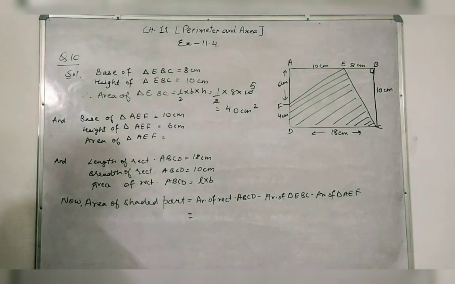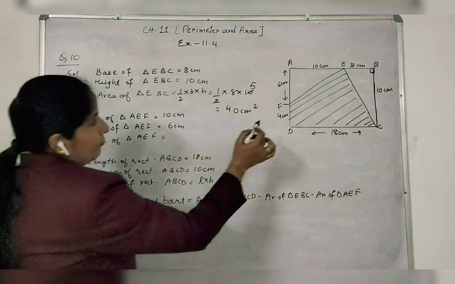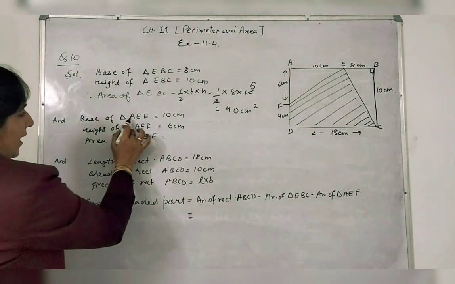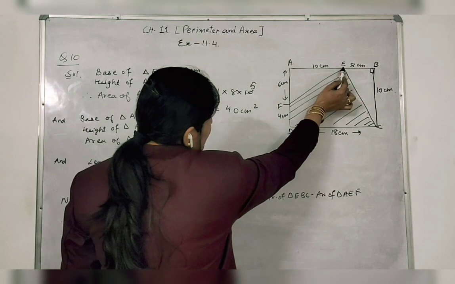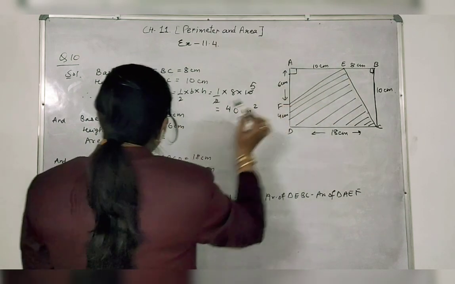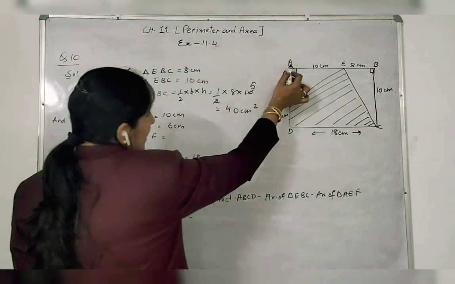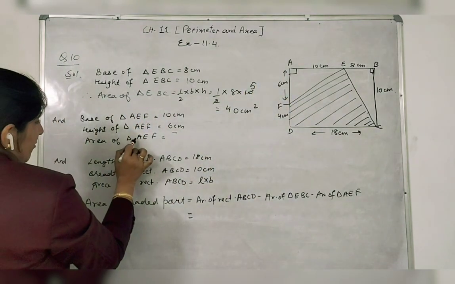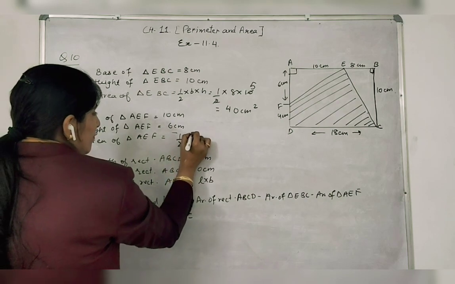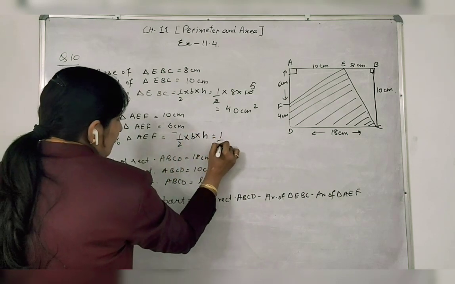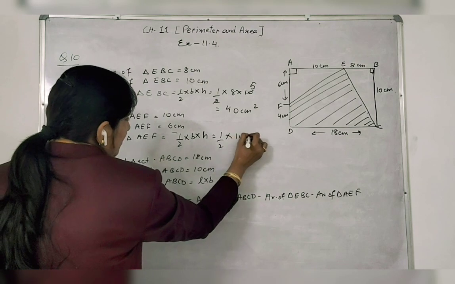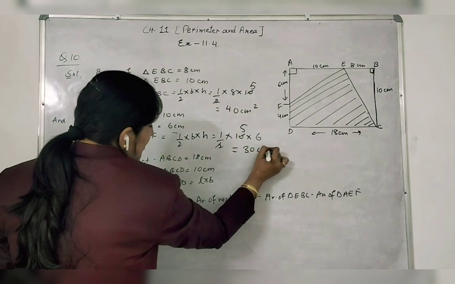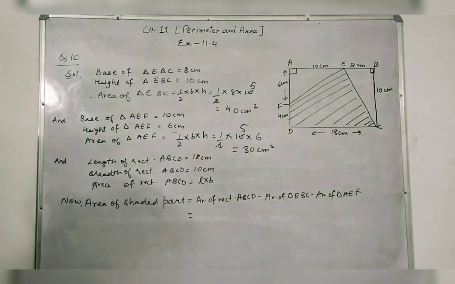Okay, now it is time to find out the area of this triangle, that is AEF. So the base of AEF is 10 centimeter. This is the base I am taking. This is a 90 degree angle. And the height of the triangle AEF is 6 centimeter. Now the area is half into base into height. Half into what is the base? That is 10 and height is 6. So that is 30 centimeter square will be the area.